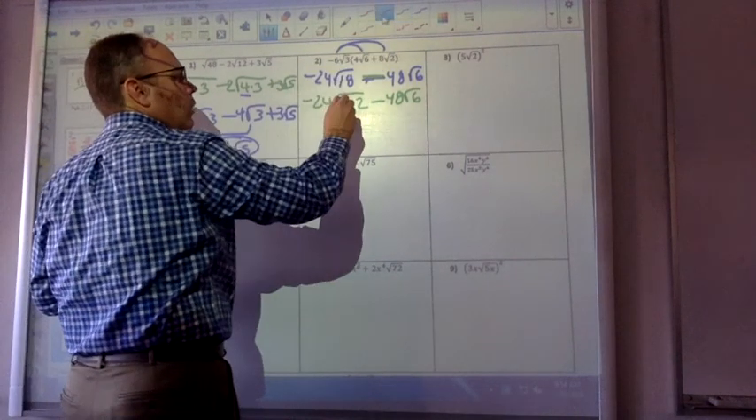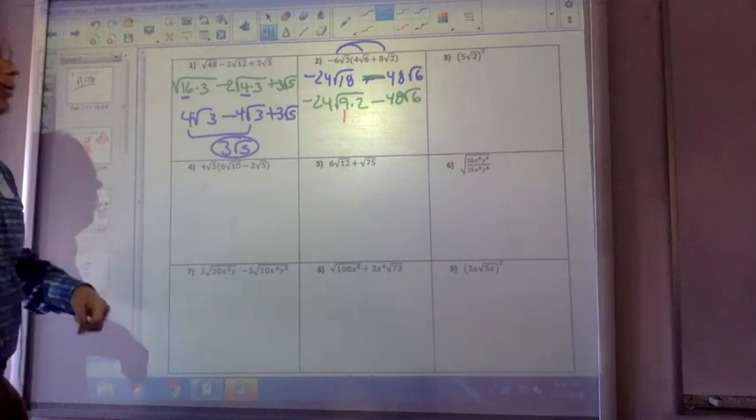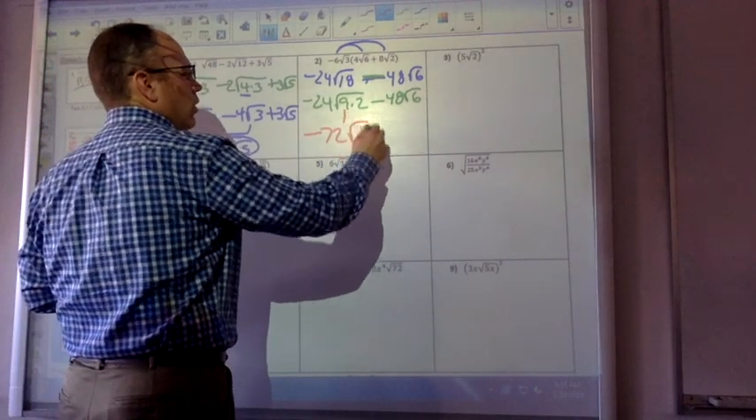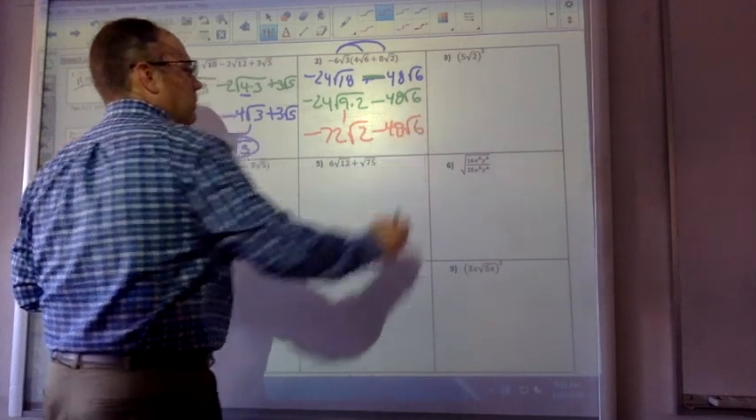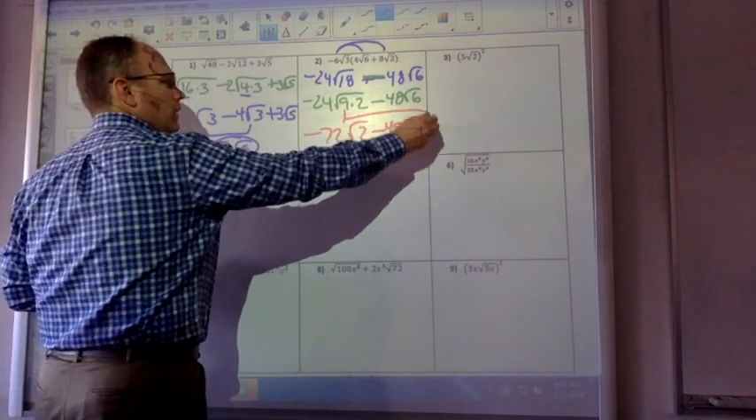What is the square root of 9? What's the square root of 9? 3. 3 times negative 24 is negative 72 root 2, because that's still there, minus 48 root 6, and that's my answer. I won't get any further broken down than this.